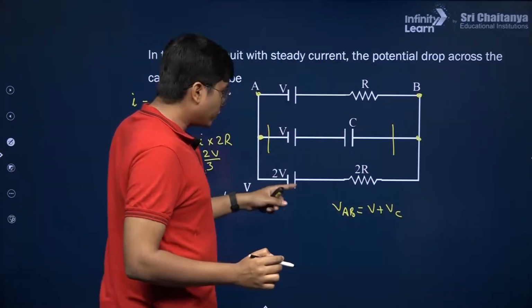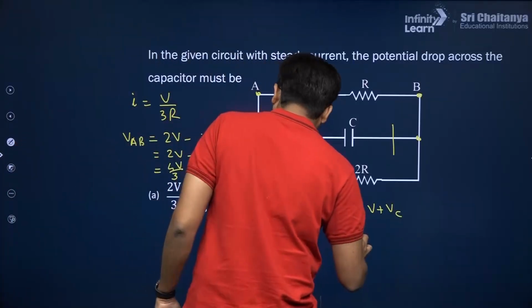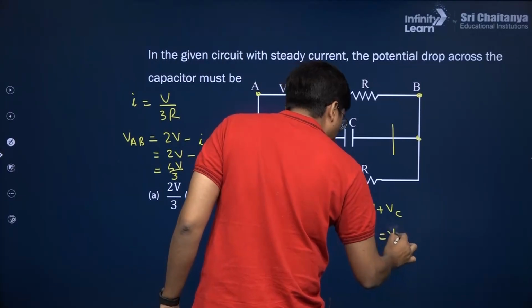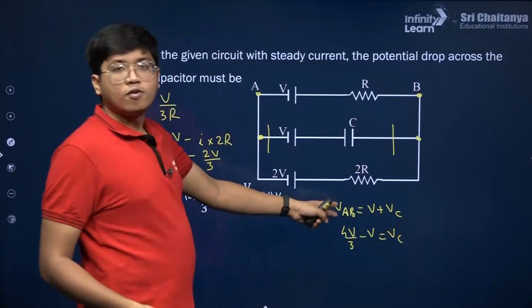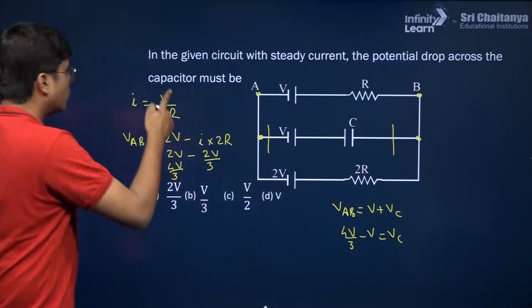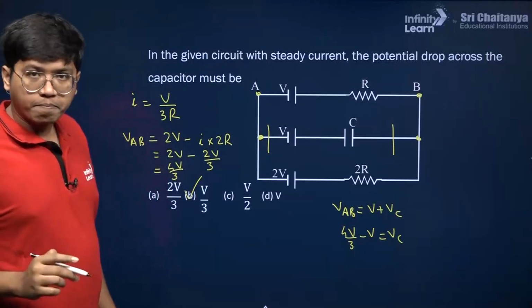Now V is already given here, VAB we have calculated. So if you put that in, 4V by 3 minus V is equal to VC. So VC is V by 3. 4V by 3 minus V is just V by 3. So the potential drop across the capacitor is V by 3.